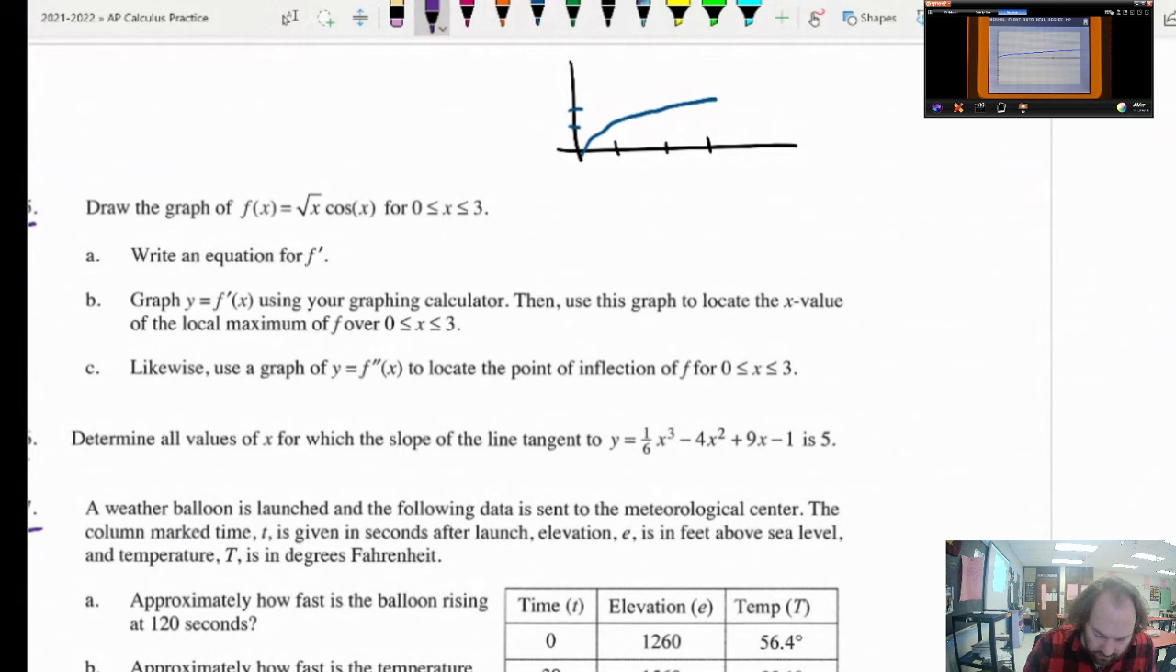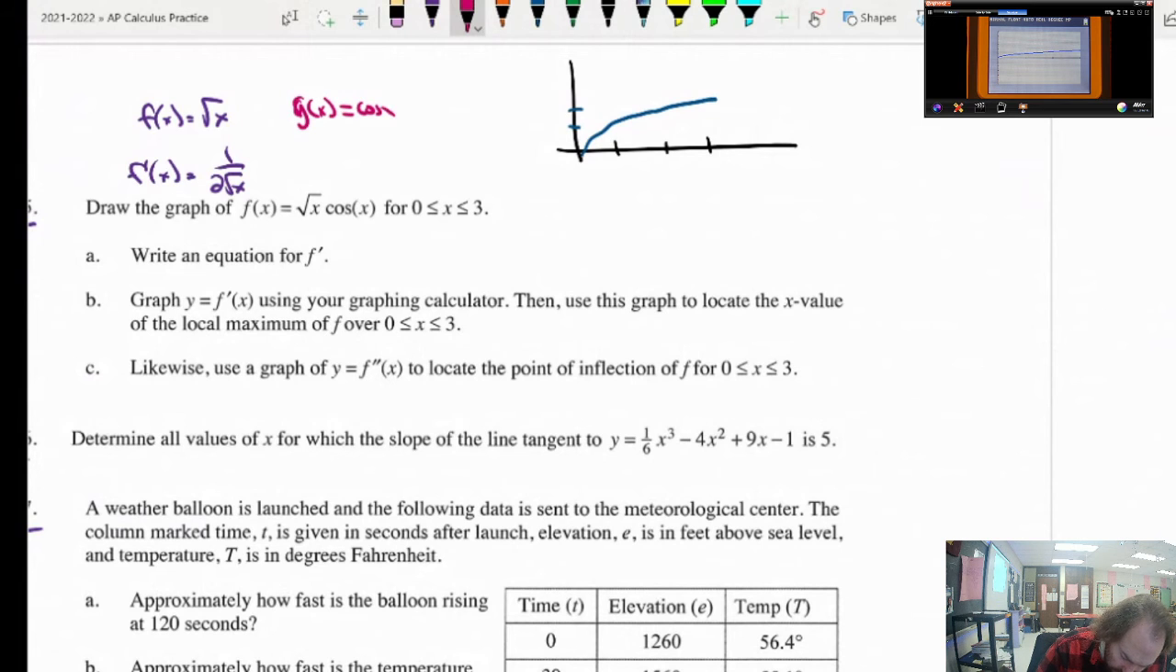As far as the derivative goes, we're going to have to use the product rule again. F of x is the square root of x. F prime of x is 1 over 2 roots of x. That's one you should just memorize. G of x on the right side is the cosine of x, and G prime of x is negative sine of x. So the product rule will say that f prime is going to equal negative square root of x times the sine of x plus the cosine of x over 2 roots of x.